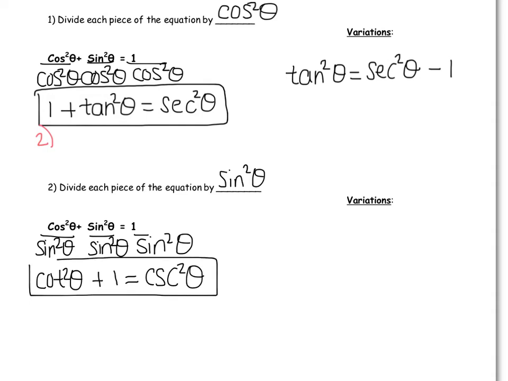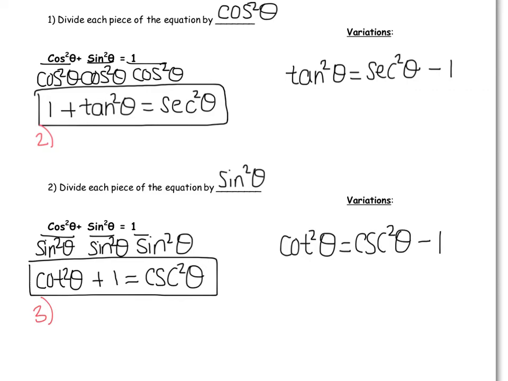So this right here is the third Pythagorean identity. And we could vary this a little bit. We could solve for cotangent squared. How would we do that? Subtract 1 from both sides of the equation. So cotangent squared of theta is equal to cosecant squared of theta minus 1.